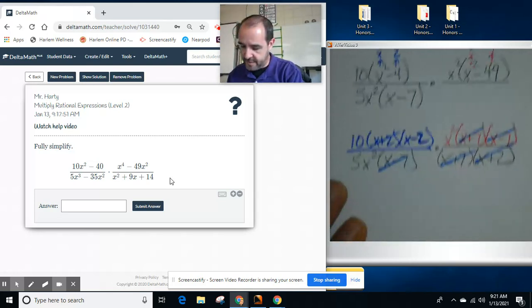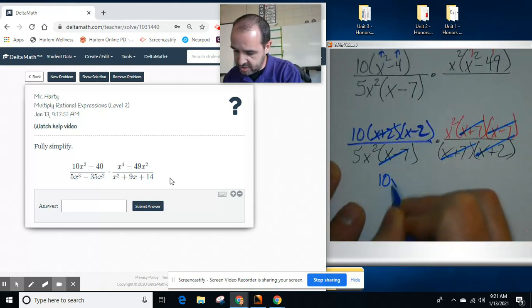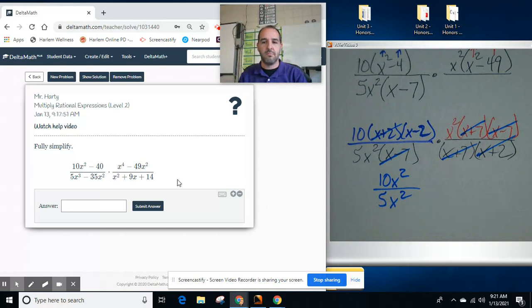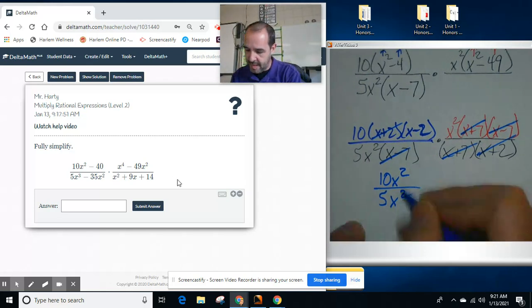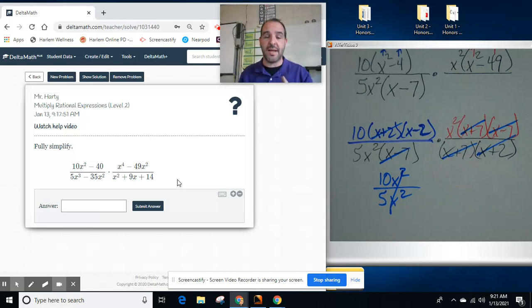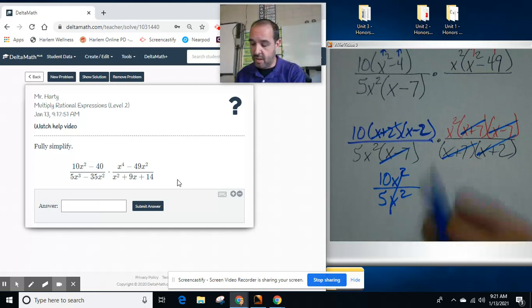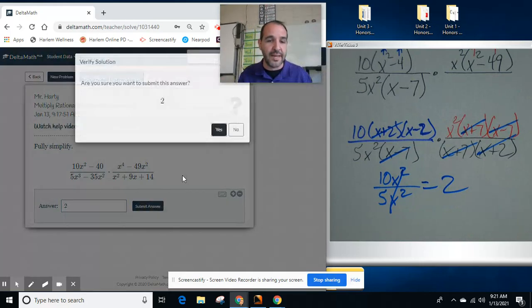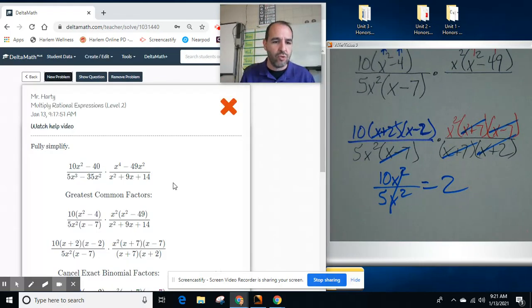Okay, let's see what we got left here. 10x squared over 5x squared. Anything else reduce? X squareds, they're not bonded with plus or minus, so I can cancel them even though these aren't identical. And 10 divided by 5 is 2. You're like, I did all that to get to 2? Are you kidding me? Oh, shoot.